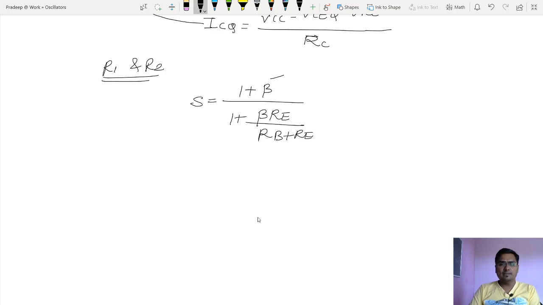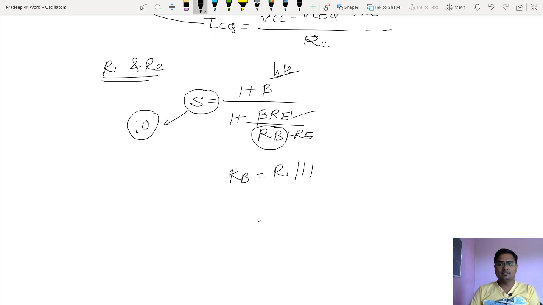Now from that, beta is known, but the stability factor is not given in the design statement. If it is not given, I told you to assume the value of stability factor is equal to 10. Now HFE, that is beta, is known. RE you have just calculated, so you just need to calculate RB. Now what is that RB? RB is R1 in parallel with R2. So by that you can calculate the values of R1 and R2.